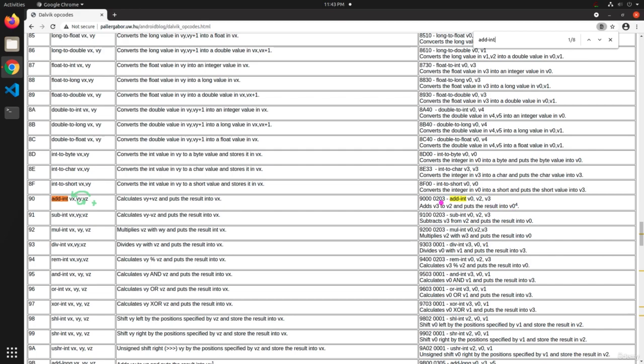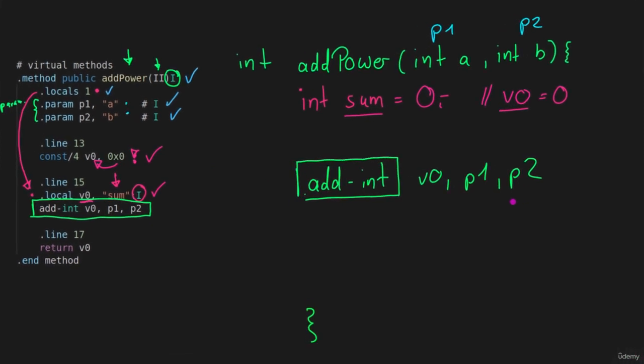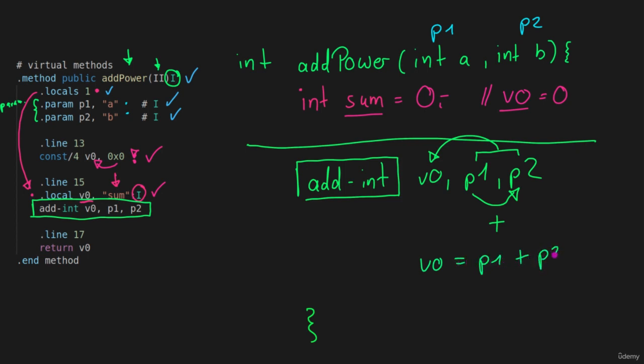Okay, so let's have a look back onto our code. So we split this up once again. And then we say, okay, p1 gets added together with p2. And the result of this gets stored into v0. Let's replace those registers with the original labels. Okay, so let's write this down in a mathematical operation. So we've got v0 equals p1 plus p2. This is what this instruction does.